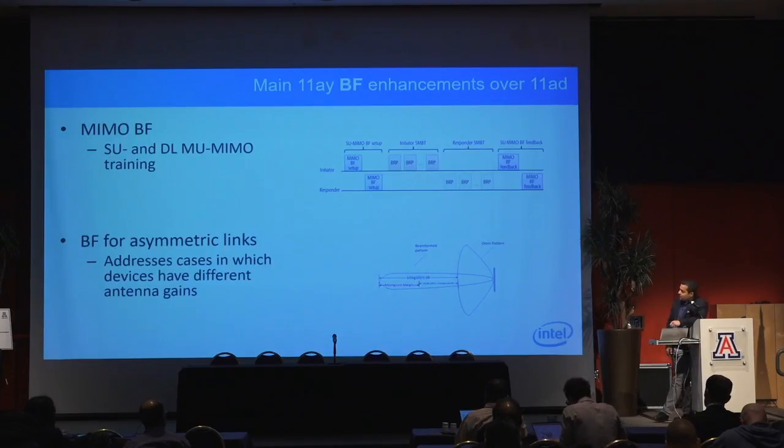And so there is a way to do beamforming to address this problem in 11ay, which is what we call asymmetric links, where you have this imbalance when you lose this antenna gain when you're trying to deal with multiple stations.